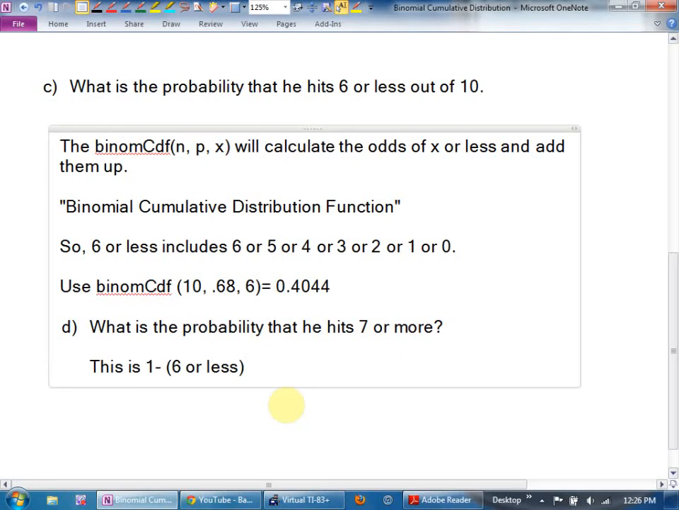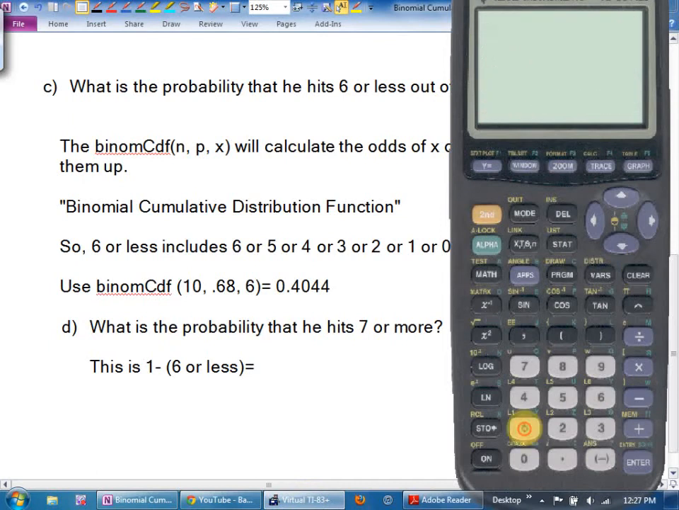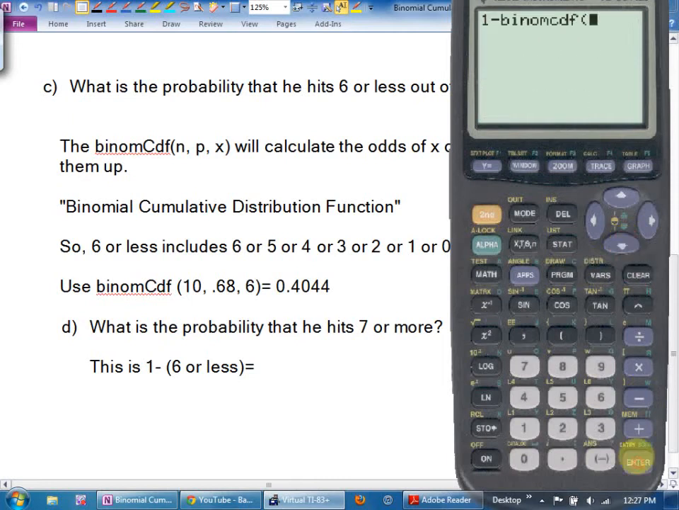And the nice thing is, you can actually type this in. Let's try that again, Mr. Dueck. Clear. 1 minus 6 or less means I want to use the cumulative. Second function, distribution. 10 shots, comma, 0.68, comma. 6 or less, 1 minus that should give me 7 or more.